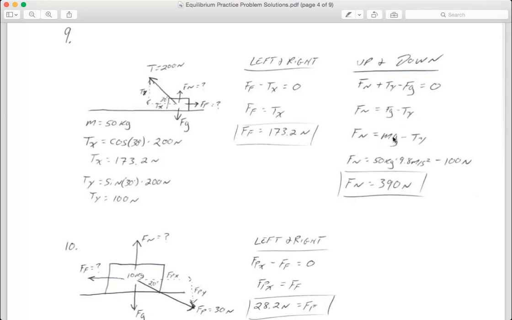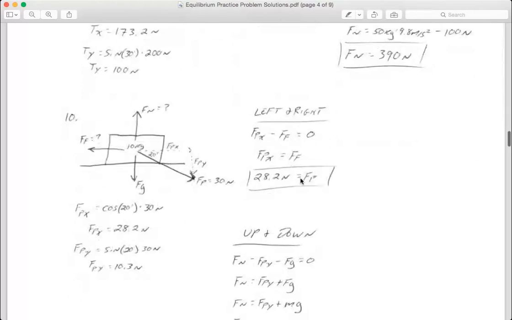Force of gravity is mg. We've been using that a lot, so you should know it by now. And Ty, we solved for it earlier, is 100 newtons. Plug in. Mass is 50 kilograms. G is 9.8 meters per second squared. Ty is 100 newtons. And my calculator will tell me that my normal force is 390 newtons.